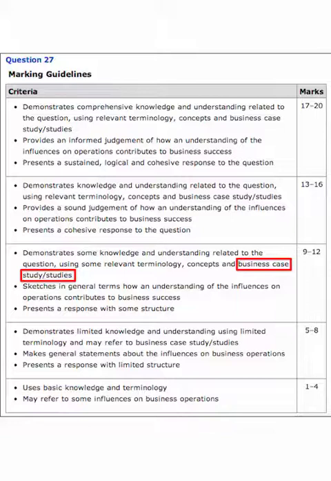And you can actually use multiple business case studies and still only get between 5 and 8. So it becomes a really important thing when you realize, oh my God, if I don't use a case study, I'm putting myself right down in that bottom category, unless I do something extraordinary in the other parts where I might get up into 5 to 8.